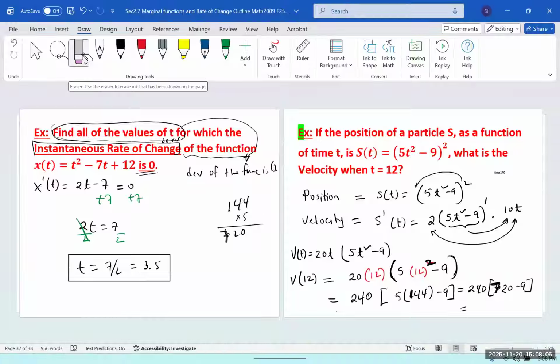Wow. So what's the final answer? 140. The answer is wrong, 140. How much is the final answer? Say the number.